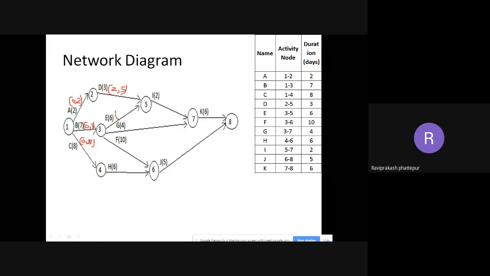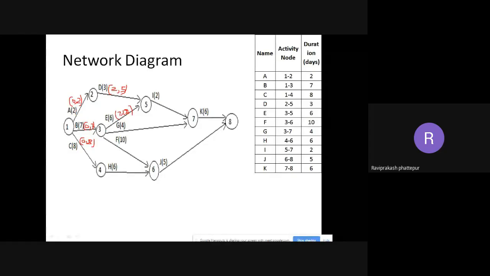Next, coming to G. If you see, it is 4. So again, when will it start? It will start after B only. So again 7 comma 7 plus 4 is 11. Okay, so this is for G. Then for F, it will start again at 7 after B. Then 7 plus 10 is 17. So 7 comma 17.